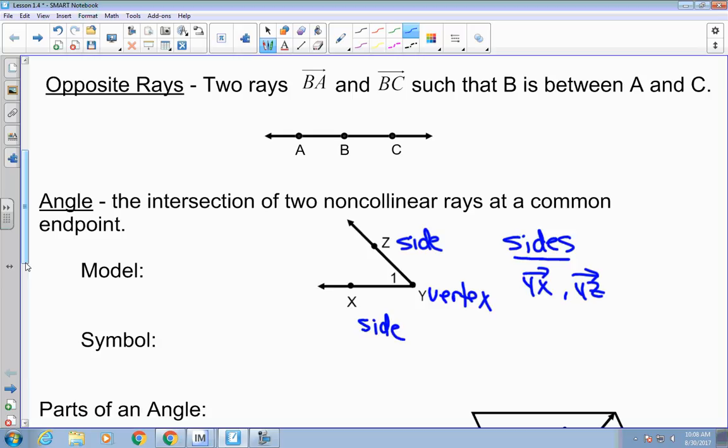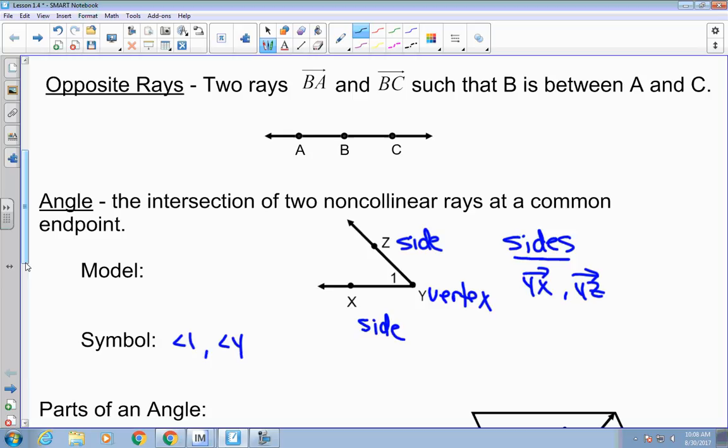All right, now how do you name an angle? There are a couple of ways. If they offer you a number at the vertex, then you use that number. So I can name this angle 1. That's always nice when they have that for us. You can also name it by the vertex, angle Y. But you have to be careful when you name it by the vertex. You can only do that when there are no other angles at that vertex.